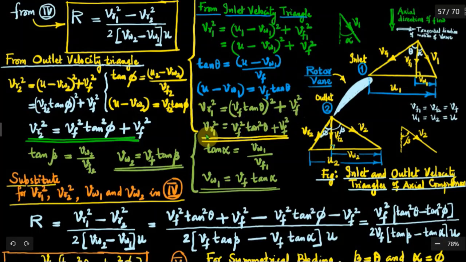So, what do you get? Vr1 square is equal to, now take Vf common also you can take, but let it be. So, Vr1 square is equal to Vf square tan square theta plus Vf square. So, that is an expression for Vr1 square in terms of vane angle at inlet and the axial flow velocity component Vf.